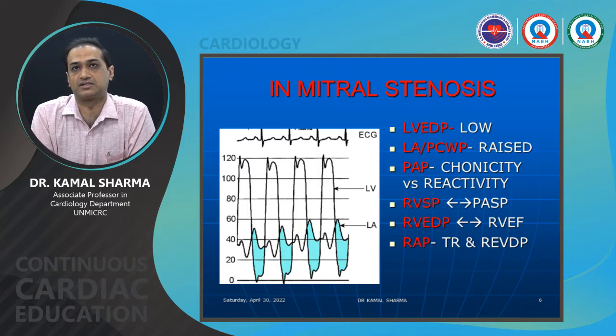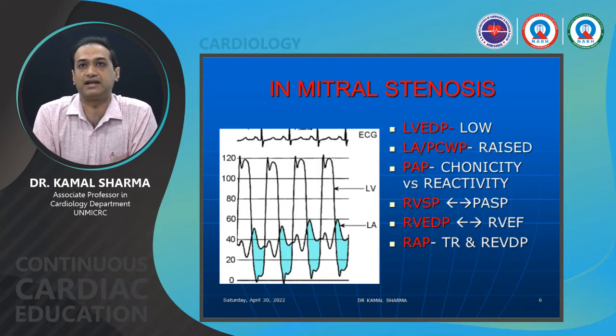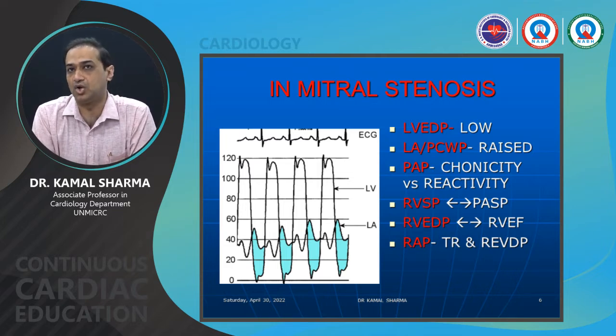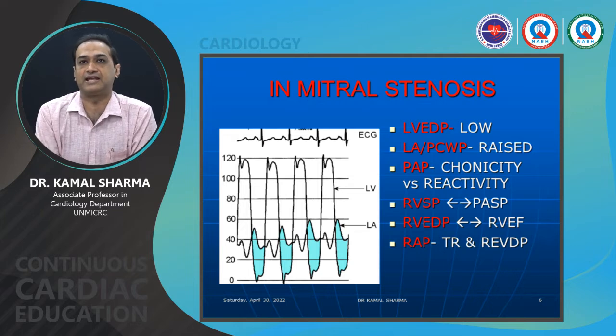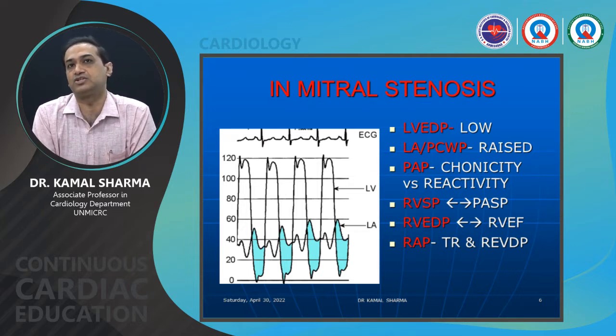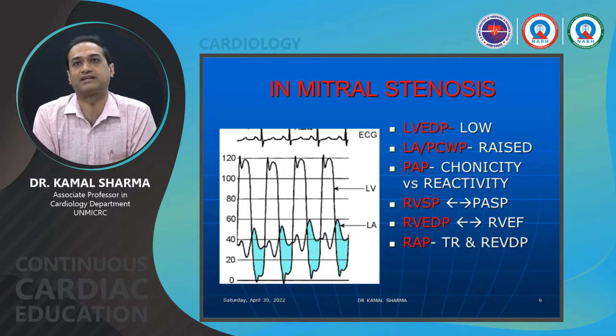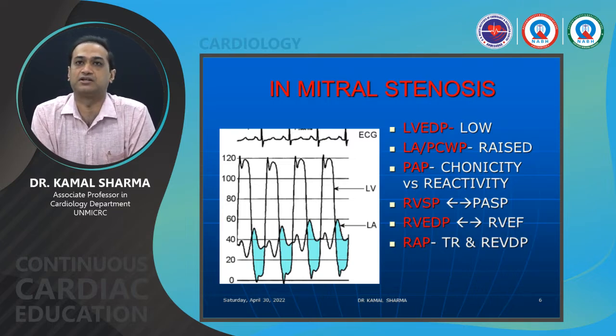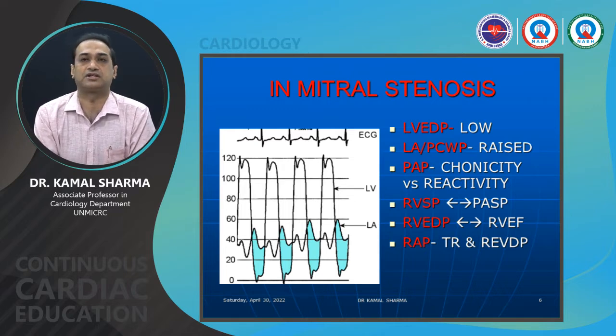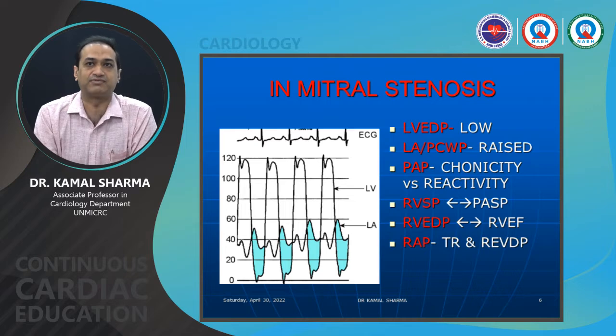In mitral stenosis, the LV end diastolic pressure is low, while LA and wedge pressures are raised. Chronicity would lead to reactive pulmonary arterial hypertension, and hence the RVSP would reflect the PA systolic pressure, and RV end diastolic pressure would reflect right ventricular ejection fraction. Right atrial pressure would be determined by associated tricuspid regurgitation as well as being reflective of RV end diastolic pressure.